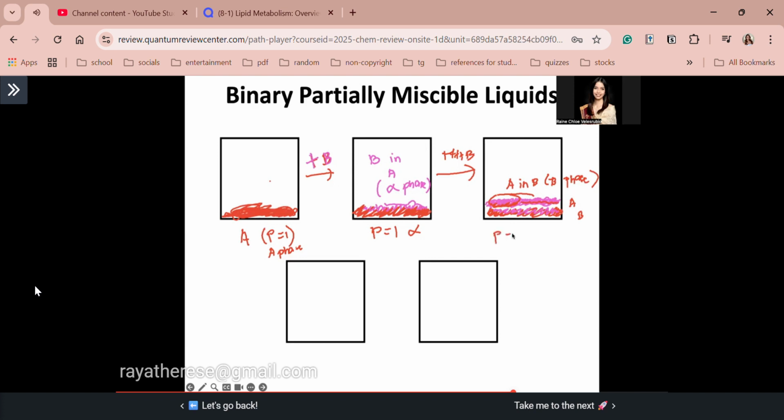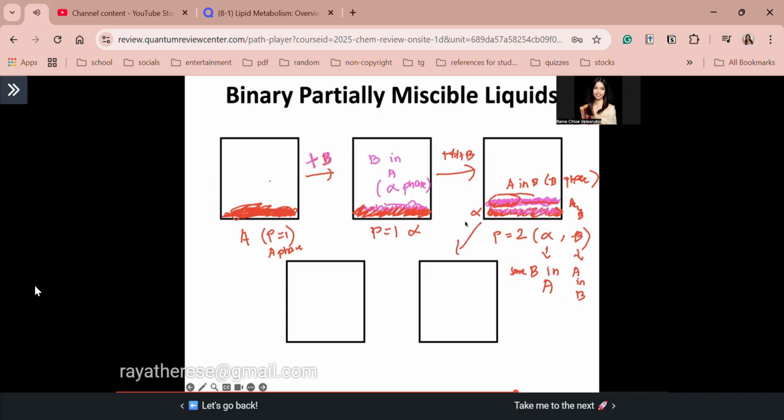So you have two phases guys. That is the alpha phase and the beta phase. So yung alpha phase guys, you have B in A. And sa beta phase guys, you have some A in B. Again, alpha phase, some B in A. Beta phase, some A in B. Here, yun yung alpha and beta phases nyo.